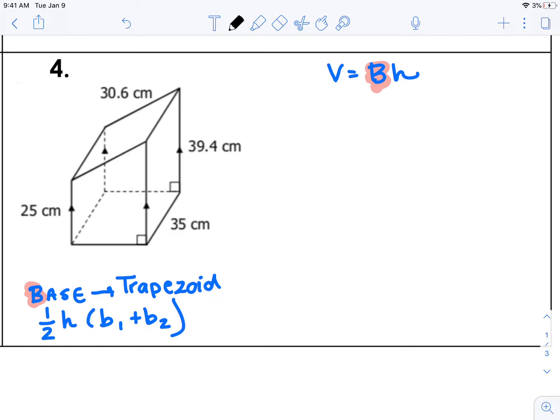All right, on number 4, this is a trapezoidal prism. Again, I want to find the area of the base first. That's 1/2 times height times base 1 plus base 2. I'm going to highlight just one of the bases. I do know my 2 bases are 25 and 39.4.